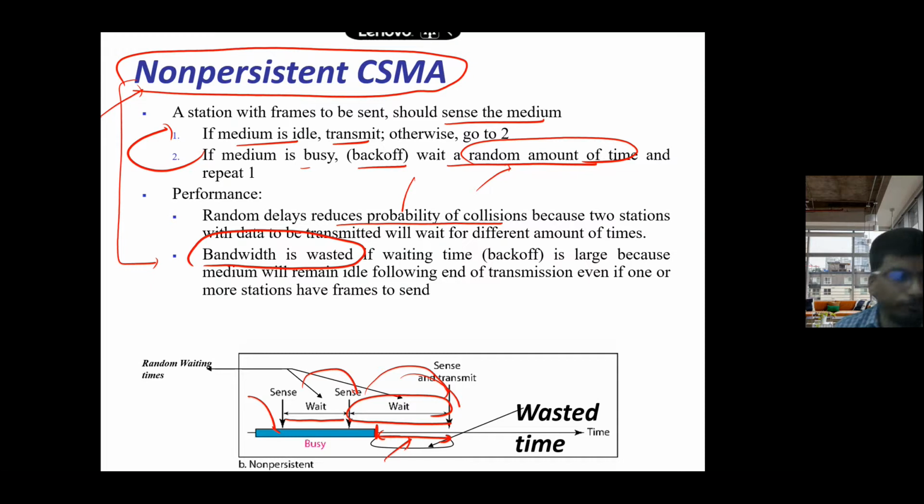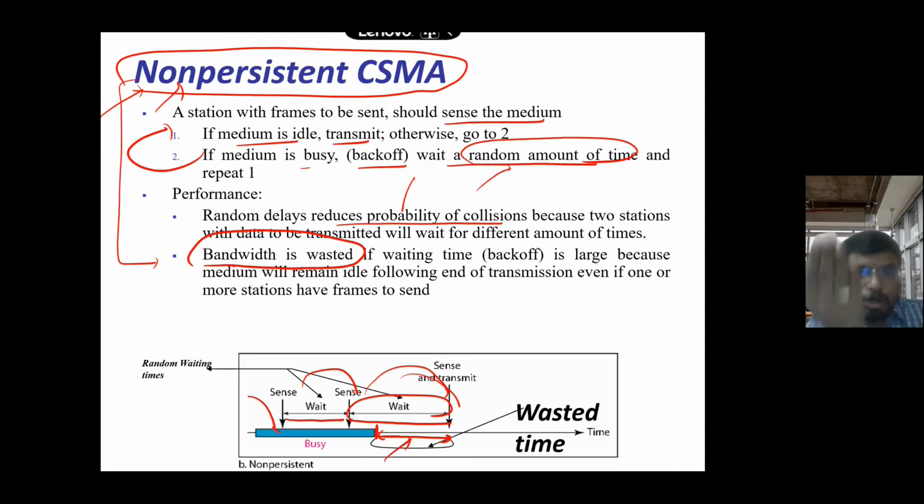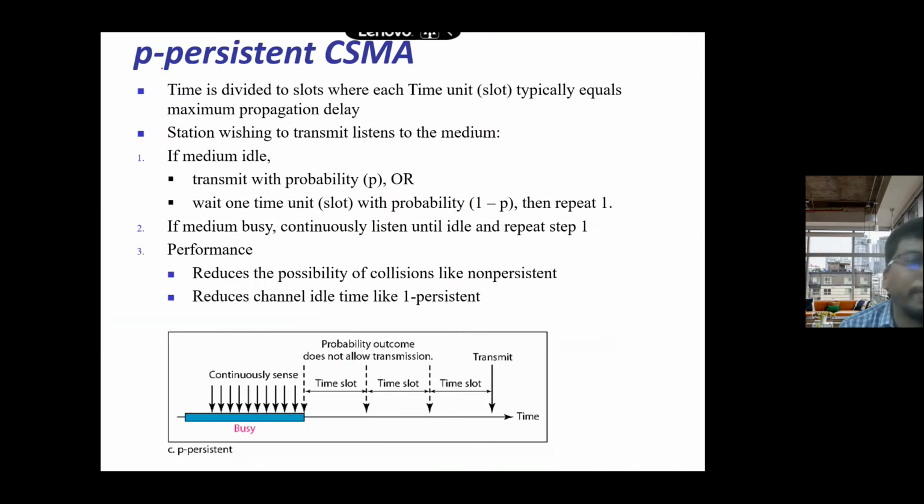But if it's a higher load, then non-persistent could be a very good scheme compared to one persistent, right? Where they are trying to reduce the probability of collision. So that is the trade-off that we have. So having understood one persistence pros and cons, and having understood non-persistent pros and cons, let us now try to club the pros of non-persistent and one-persistent and come up with a scheme called P-persistent CSMA.